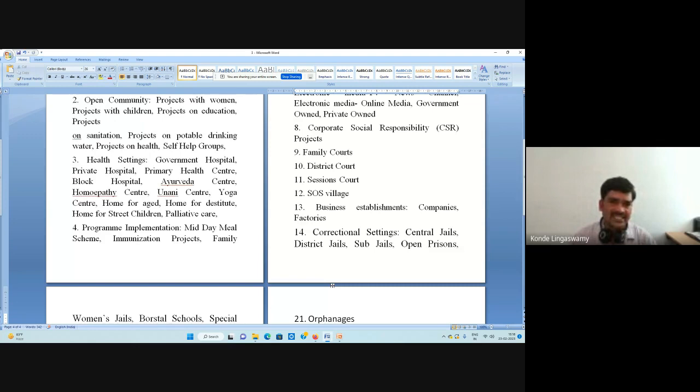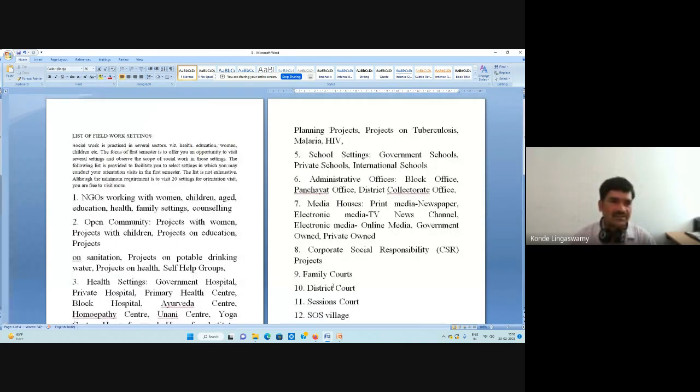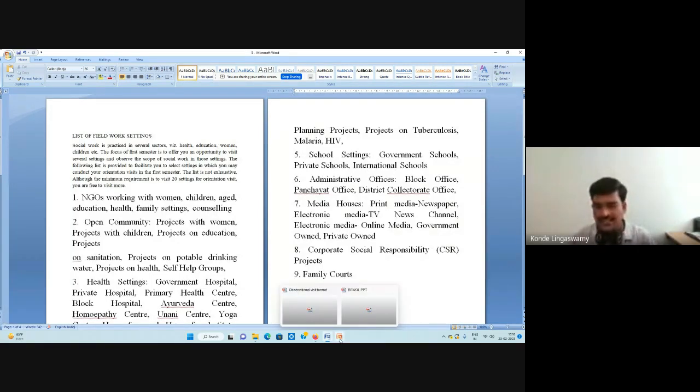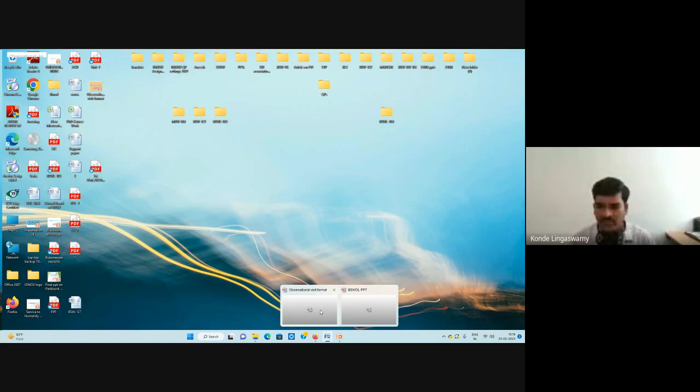So these are the areas, the list of settings for field work. We will discuss these settings one by one.